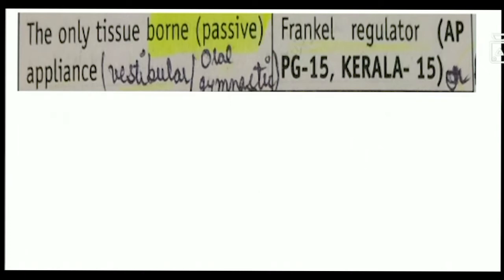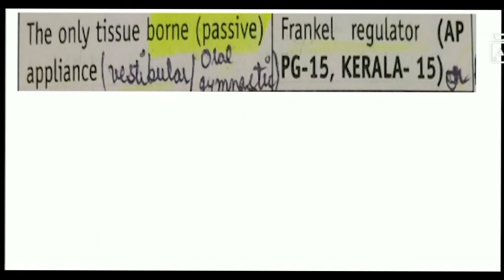This is the appliance which will totally bear its load on the tissue. So the example, the only tissue-borne passive appliance, is Frankel regulator. This also came in the AP Andhra Pradesh examination, in the PG examination in 2015, and also in the Kerala state exam for MD NEET MDS. For MDS. So here, how will you remember?